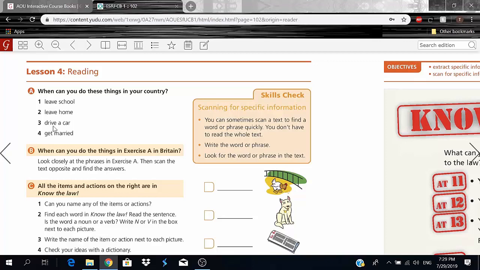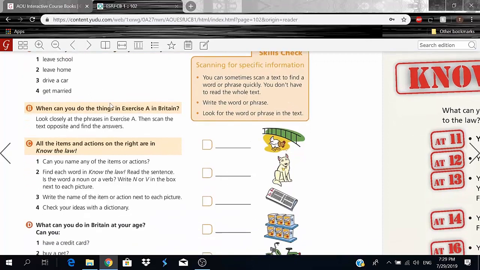And then we have 4, get married. And this one's pretty simple. Depending on the country, you could get married at either 18 or 21, right? But for Egypt, I think it's around 18. Now let's go to exercise B. When can you do the things in exercise A in Britain? Okay, so the same exact things, but actually let me open this.